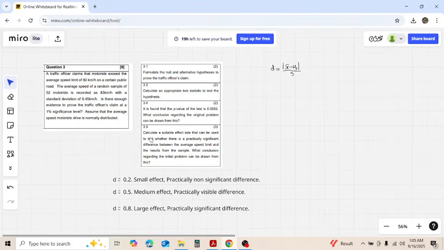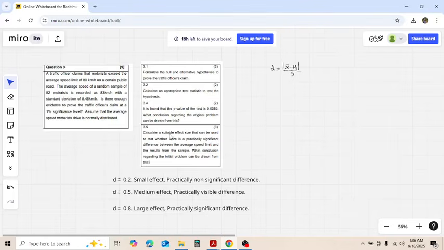Now they'll ask you about the suitable effect size. They say calculate the suitable effect size that can be used to test whether there's a practically significant difference between the average speed limit and the results from the sample. What conclusion regarding the initial problem can be drawn from this? Basically, this is the only question about study unit 5, the entire study unit 5. This is the only question. Sometimes they can just say calculate the suitable effect size and interpret the magnitude.